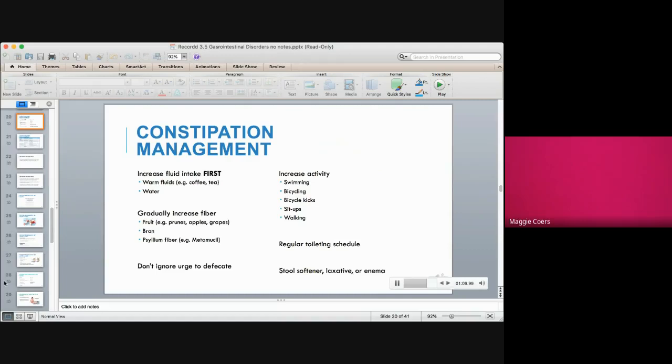Also, increasing activity helps move the bowel along. So things on your slide, like swimming, bicycling, sit-ups, and walking, really help promote GI motility. A regular toileting schedule can help, because it gets the body ready for it. It's time to have a bowel movement. Patients should not ignore the urge to defecate. That can cause constipation. We can also give a stool softener, laxative, or enema that we're going to talk about on the next slide.